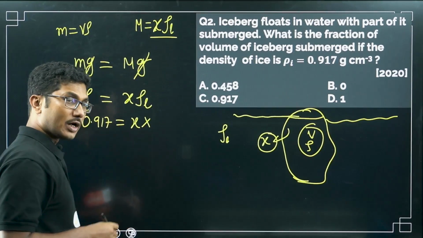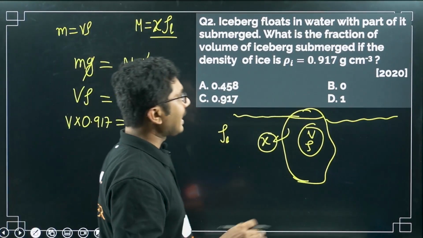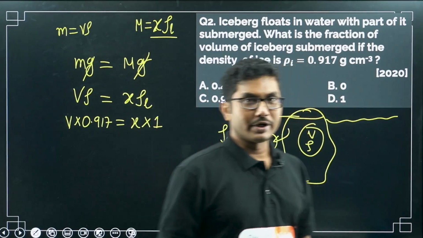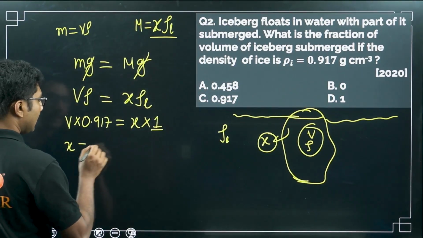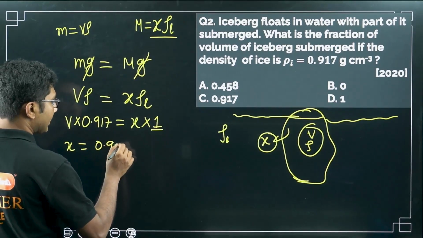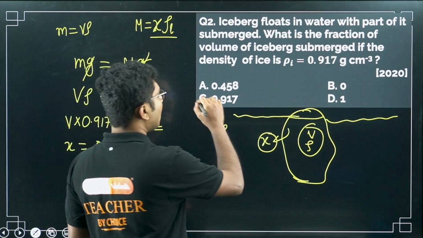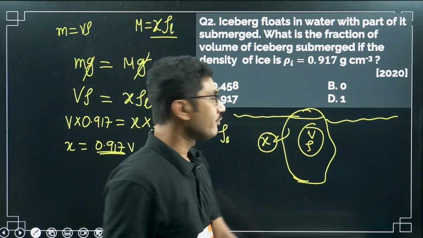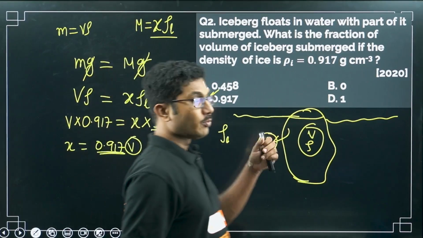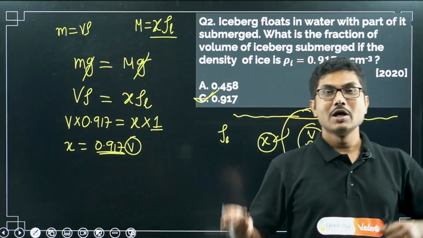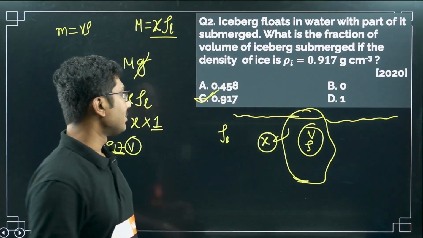What is the density of water? Normally the density of water is 1 gram per cc, assuming it is at 4 degrees Celsius. So X will be 0.917 times V. So 0.917 fraction of the initial volume will be submerged. The density is 0.917, so 0.917 of the iceberg will be submerged into the fluid.